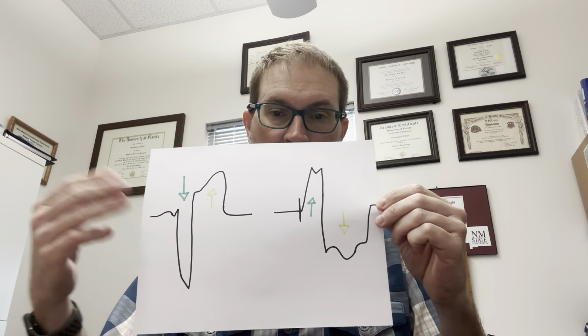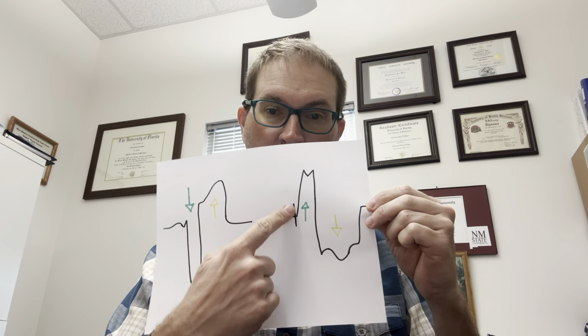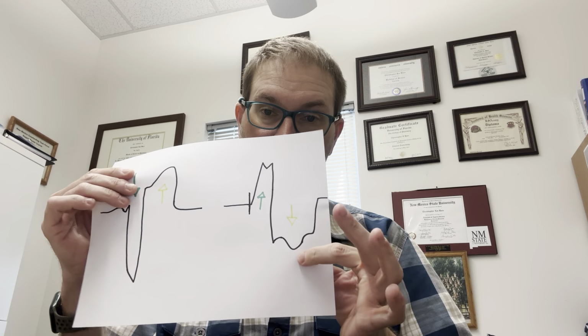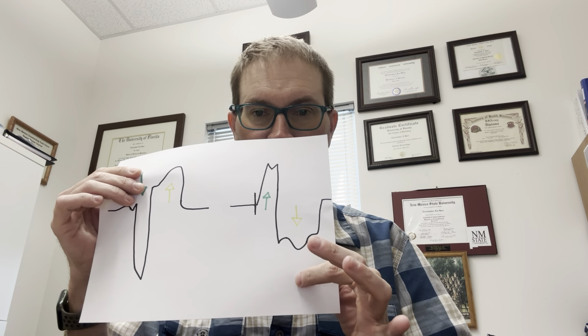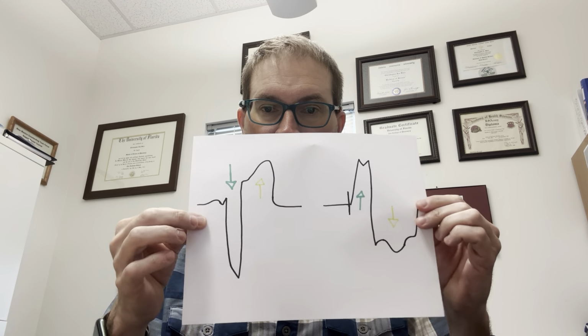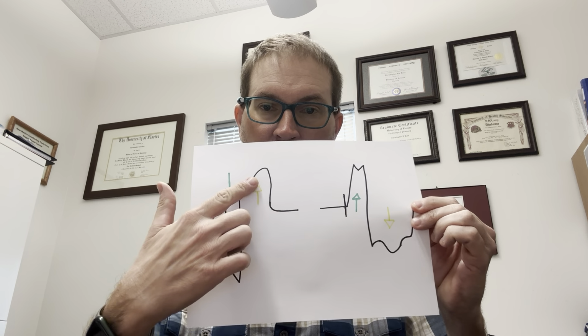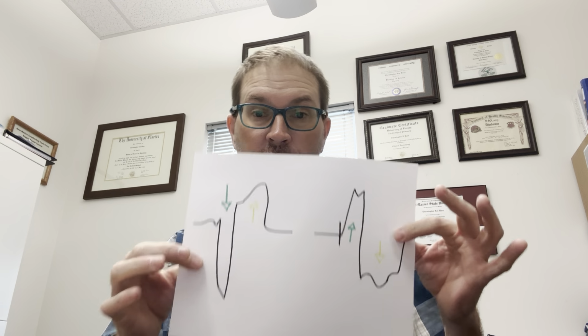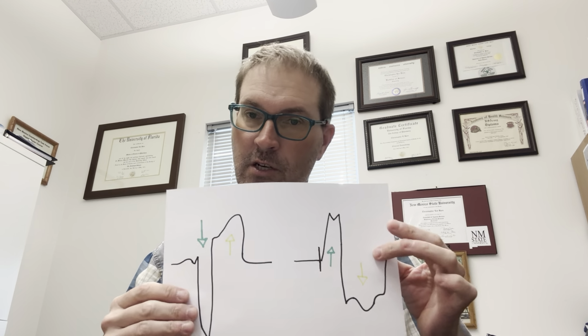Likewise, we see this with paced rhythm. So here I've got a pacer spike, I've got a wide QRS complex. In this case, the QRS complex is deflecting upward. And then I've got the ST segment, T wave, J point deflecting downward. In both cases, the QRS complexes and the T waves are moving in opposite directions, or deflecting in opposite directions, and this is what we refer to as discordance.